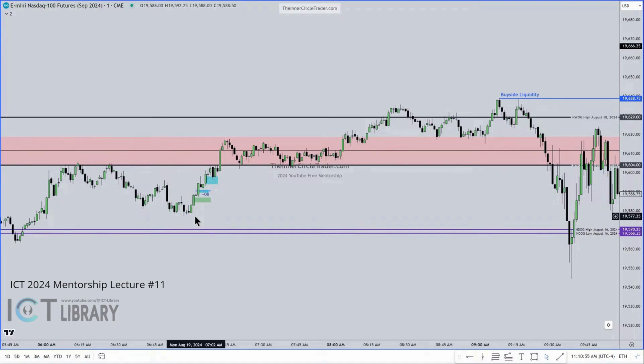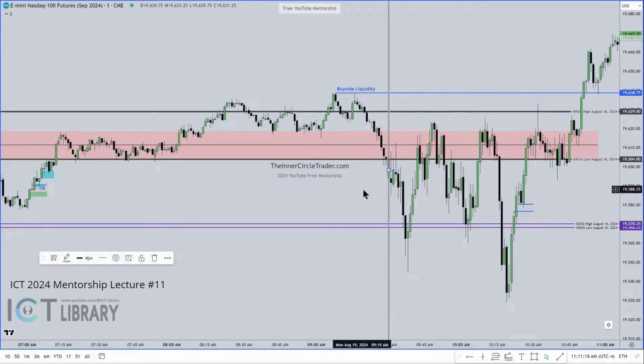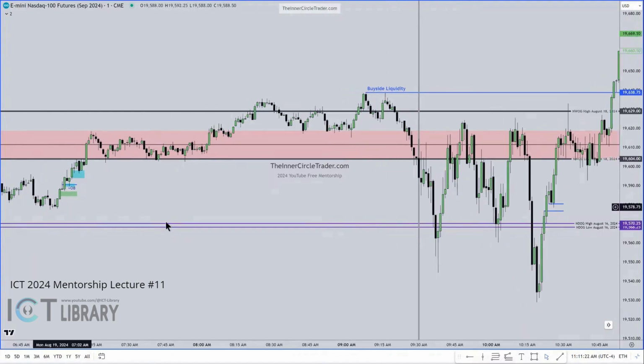Where's the liquidity at? Here and here. And what did the market do? It addressed what side first? Here. After 9:30. That's here. Right there. So did it go for that liquidity or the sell side over here? Which side did it go for? It went for the sell side first.